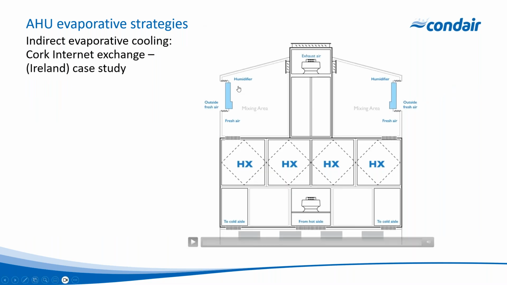So we'll take a look at the schematic here first. I'll do a bit of an explanation here. So this is a schematic of the air handling unit that was designed for the data hall, and we'll go through this stage by stage to see what's happening.